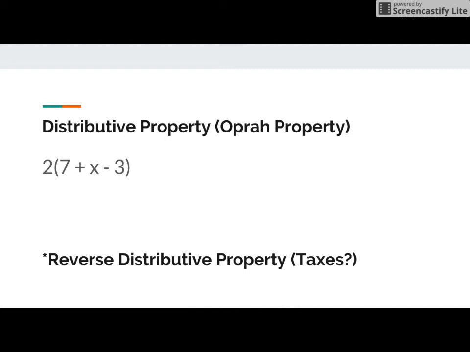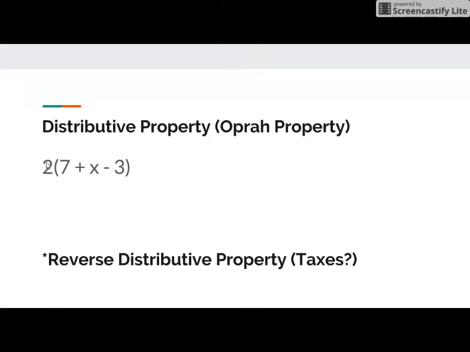So if we want to use the distributive property, which I affectionately call the Oprah property, we're going to say, okay, this 2 here on the outside of the parentheses is being multiplied to everything inside the parentheses. So you get a 2, and you get a 2, and everything gets a 2. So everything inside the parentheses, no matter how many things are inside the parentheses, everything gets that 2 multiplied to it. So it'd be 2 times 7, 2 times x, 2 times 3. And we keep going. No matter how many things are inside that parentheses, everybody gets a 2. So you just distribute that out to everybody. It is multiplication. Distributive property is multiplication.